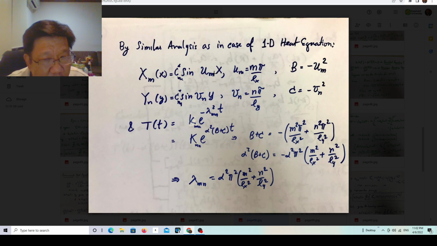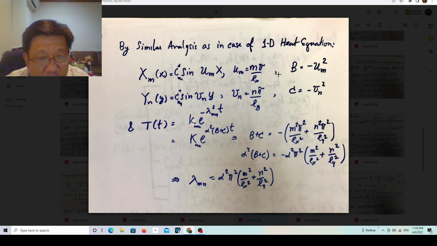When you replace x by L sub x, and substitute mu sub m by m pi divided by L sub x, L sub x cancels out. So you end up with sine of m pi. Sine of m pi is always equal to 0 for all m, and m can start from 1, 2, 3 up to infinity.